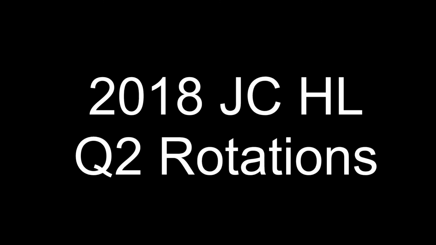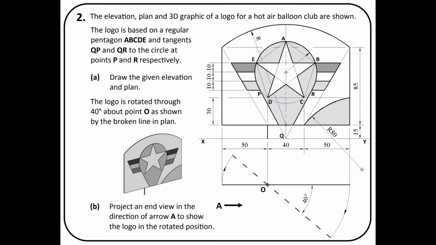This is the 2018 Junior Cert Higher Level question 2 looking at rotations. Question: the elevation plan and 3D graphic of a logo for a hot air balloon club are shown. The logo is based on a regular pentagon ABCD and tangents QP and QR to the circle at points P and R respectively. Draw the given elevation and plan. So we're going to start with that part first.